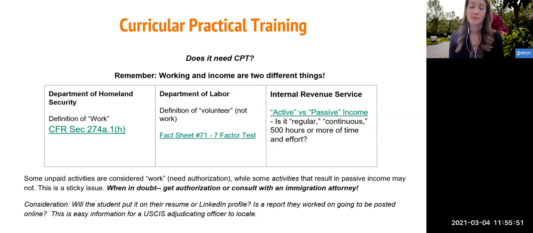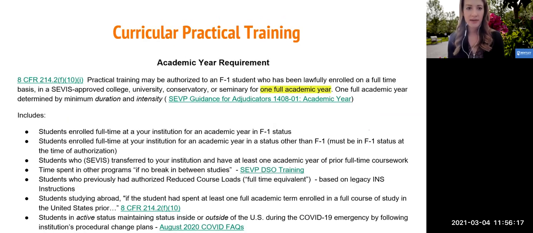And also just be sure that you tell students that if they're considering putting it on their resume or LinkedIn, then that is easily available information to a USCIS adjudicator. So if they are getting employment, they should get employment authorization, or they should have documentation collected proactively for the reason why they're not for that particular experience. So moving on to our next point.